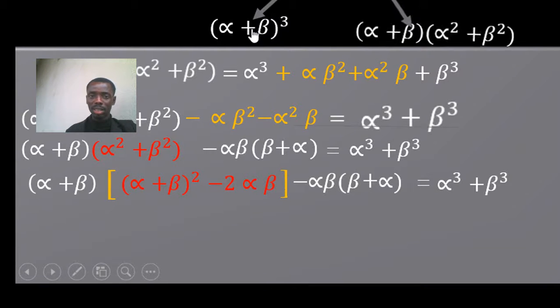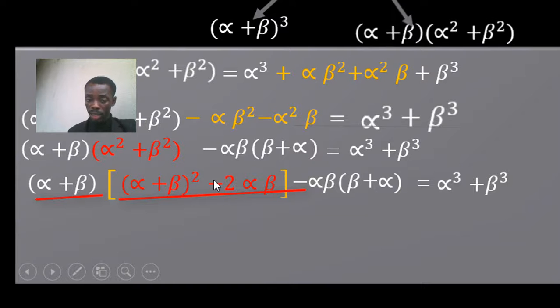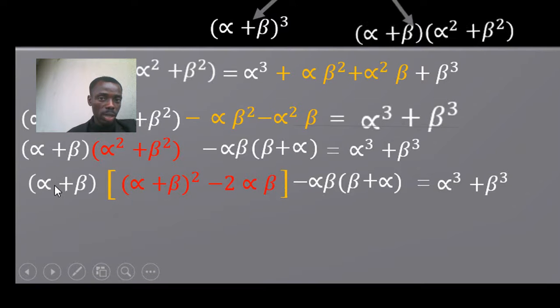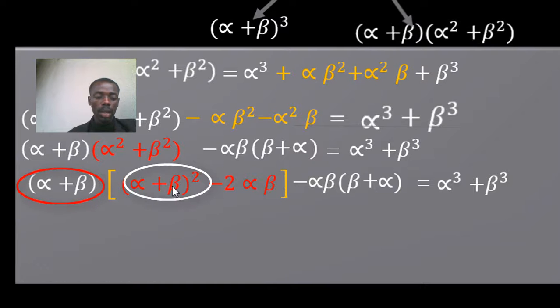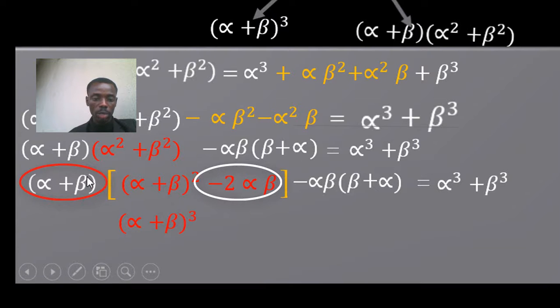Now, using another approach, let's see. These values I got, are they the same thing? Let's expand this bracket. I'm multiplying alpha plus beta with what is in my square brackets. So, doing that, I'll be having alpha plus beta multiplying by alpha plus beta squared, and that's going to be alpha plus beta all raised to the power of 3, which is this.